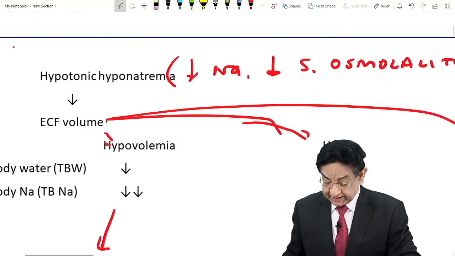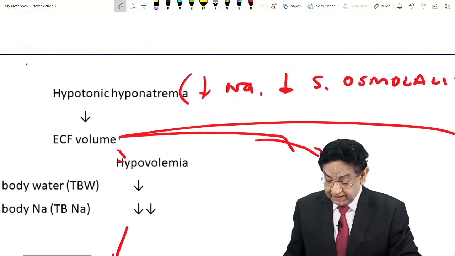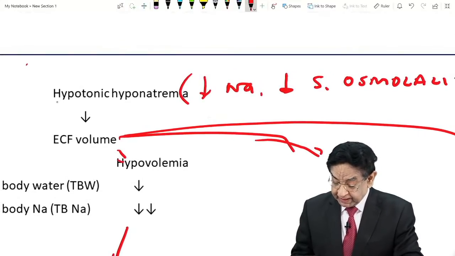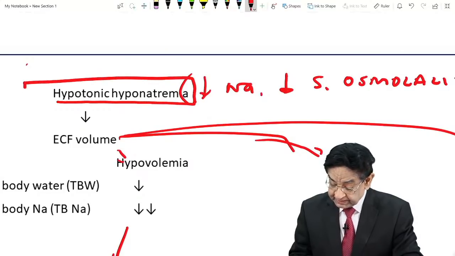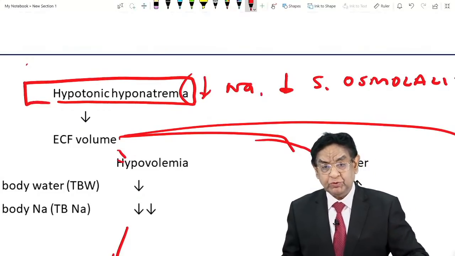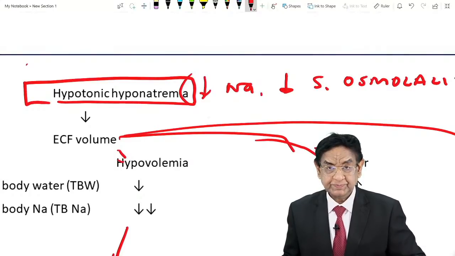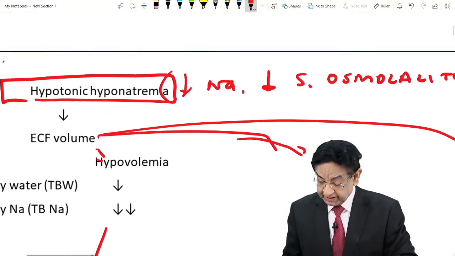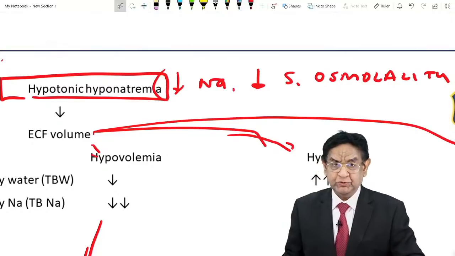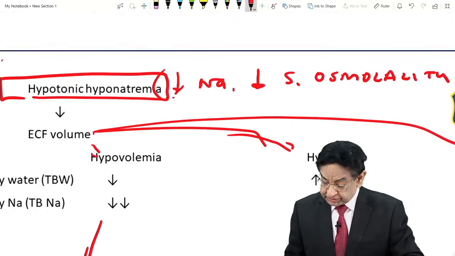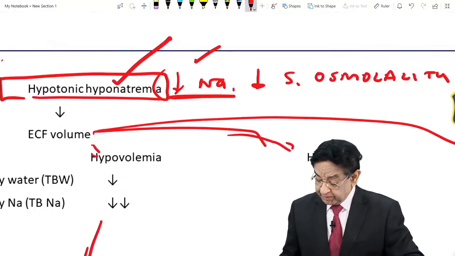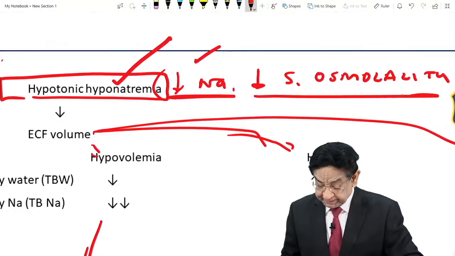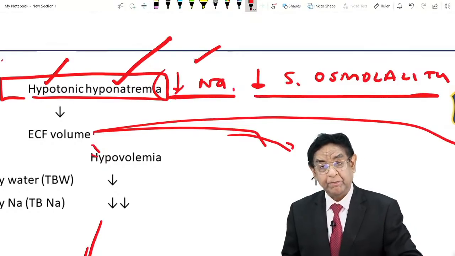So we are getting a hyponatremia. Now hyponatremia could be hypotonic hyponatremia. Write down this word. This can be hypotonic hyponatremia. Now what do you mean by hypotonic? We have a low serum sodium. Yes, we know we are talking about hyponatremia. Low serum sodium, understood. But low serum osmolality, this is hypotonic.